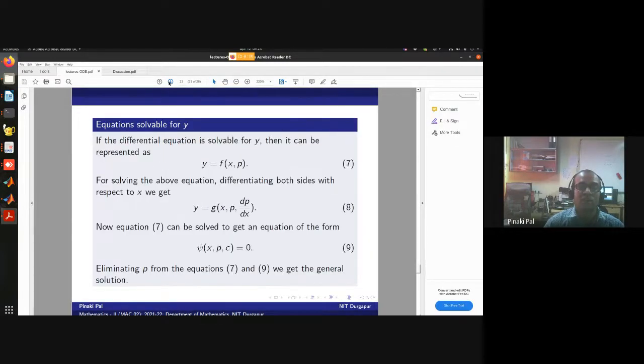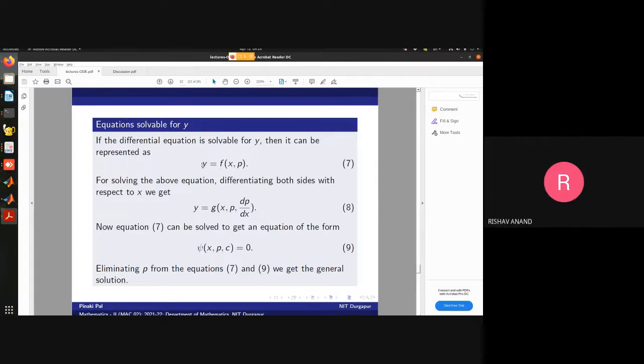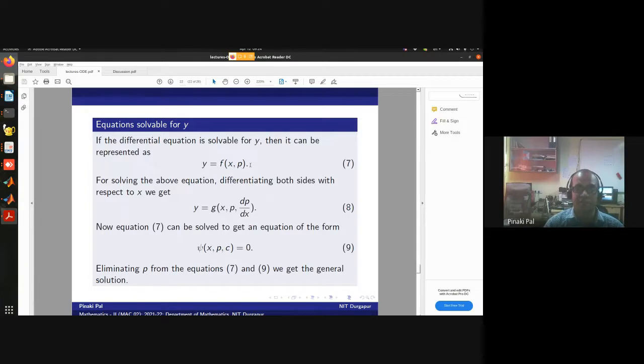Now we have already discussed how to solve the given differential equation if it is solvable for p. Now, if the equation is solvable for y, that means we can write y is equal to some function of x and p, y is equal to f of x and p. So you can express the differential equation in this form. Then how will we proceed? We will just differentiate both sides with respect to x.